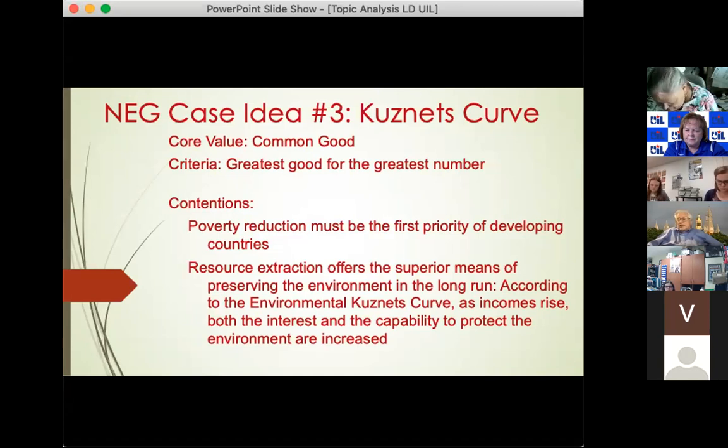It's because we have developed the capability, and as people move out of poverty, instead of having their primary concerns be just immediate survival, they become more interested in preserving the environment. And as their wealth accumulates as a country, they develop the ability to protect the environment. So this argument is that resource extraction, because it adds to wealth, becomes the means for protecting the environment. When a person lives in poverty, they don't have either the interest or the means to improve the environment around them.